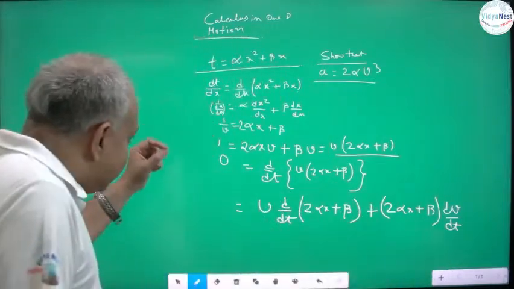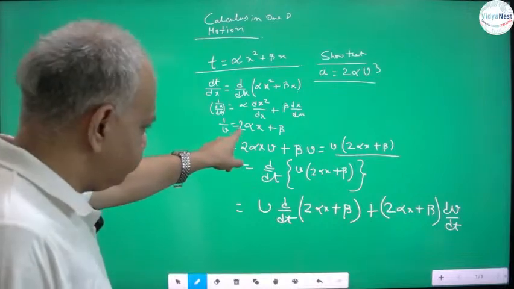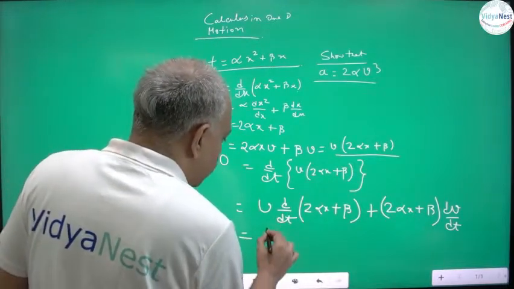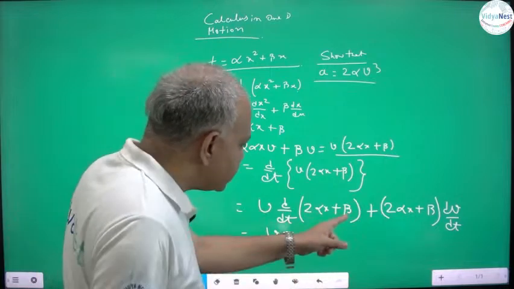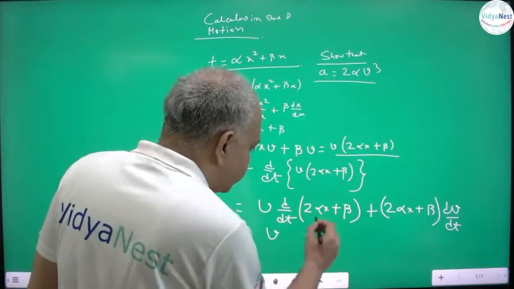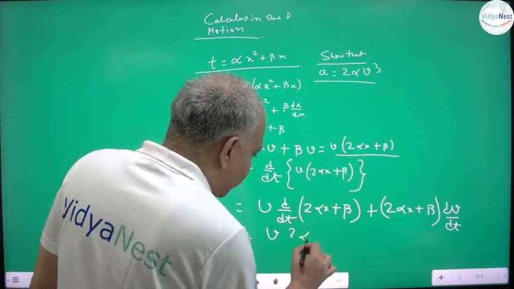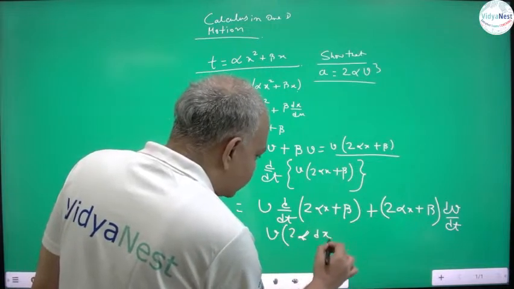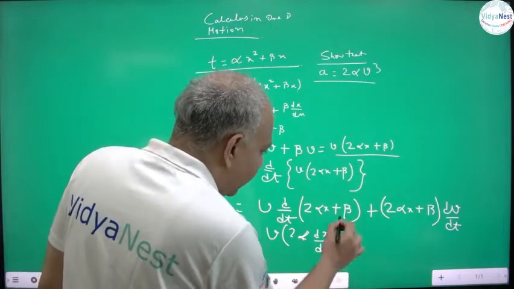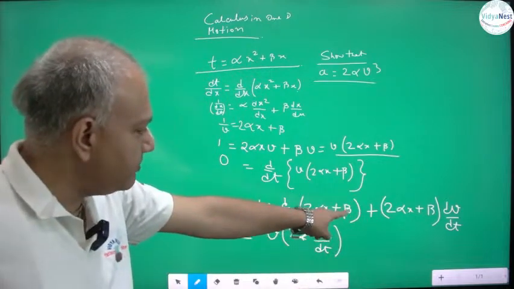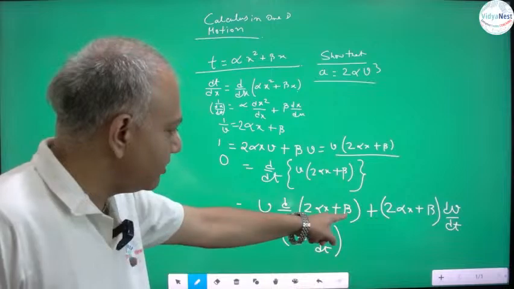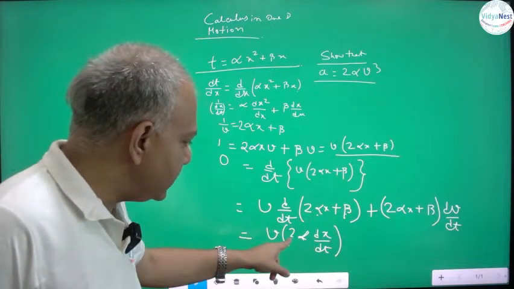Now ultimately you can see, whenever I differentiate this part, what is going to come is 2 alpha dx by dt, and the rate of change of beta with respect to time, if I differentiate this one, is going to be 0. So 2 alpha is constant, it is coming out, dx by dt.